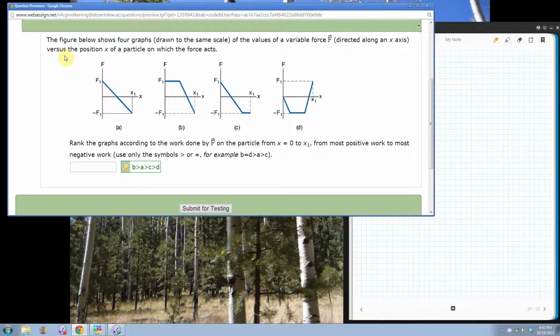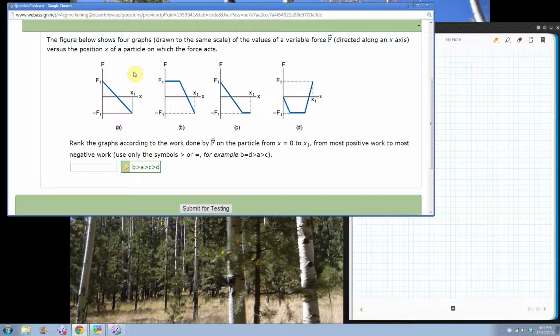The figure below shows 4 graphs drawn to the same scale of the values of a variable force F directed along the x-axis versus the position x of a particle on which the force acts. We want to rank the graphs according to the work done by F on the particle from x0 to x1, ranking from positive work to negative work. This is a lot easier than you think.